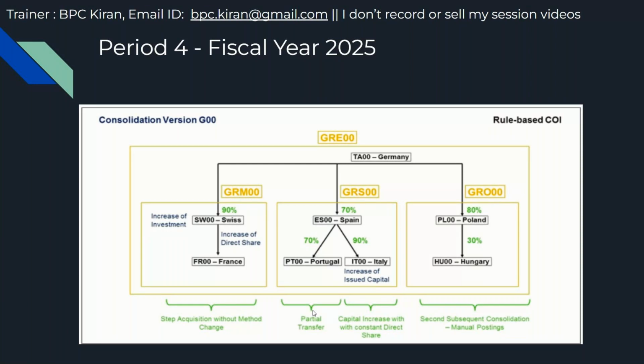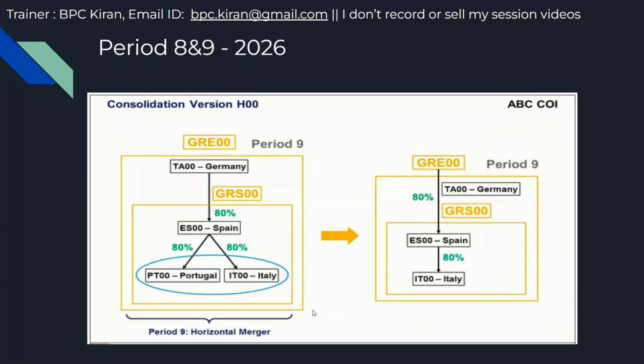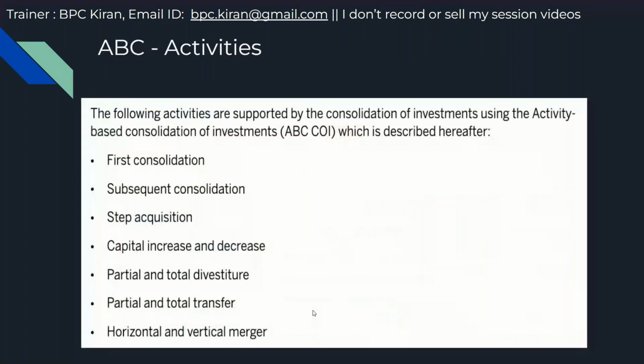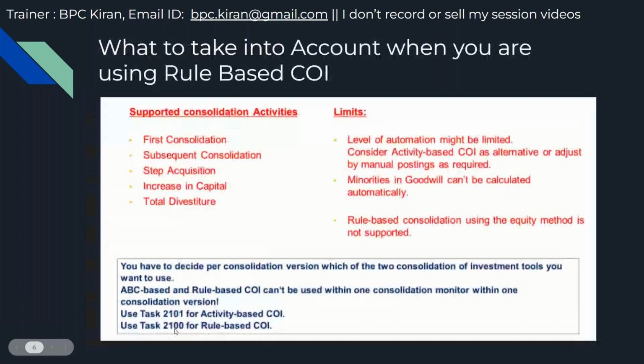This is the consolidation structure we are going to create in the system. And these are the activities: first consolidation, subsequent consolidation, step acquisition, capital increase, partial and total divestitures, partial and total transfers, horizontal and vertical transfers we are going to understand.